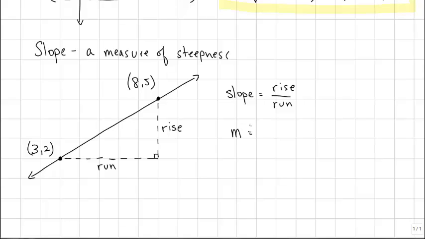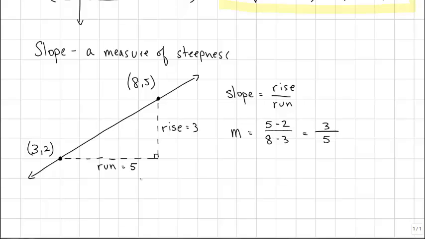The y-coordinates tell you how many units above or below the origin you are. So in this case we have y-coordinates of 5 and 2. So we get 5 minus 2, and that's going to equal 3. And the run is the difference between the x-coordinates, so 8 minus 3, and that's going to equal 5. So we have a rise here of 3 and a run of 5.